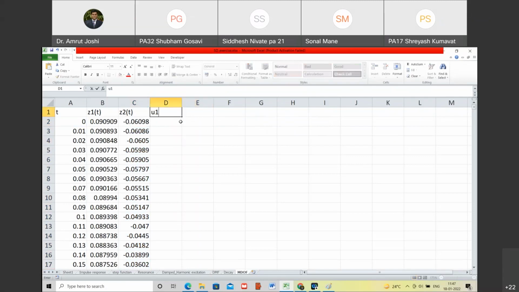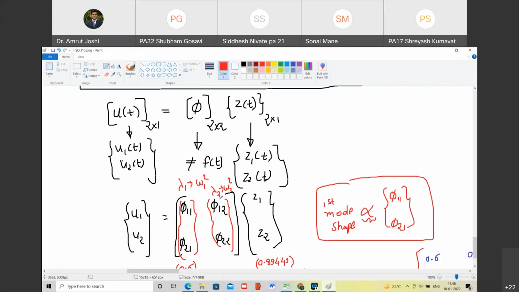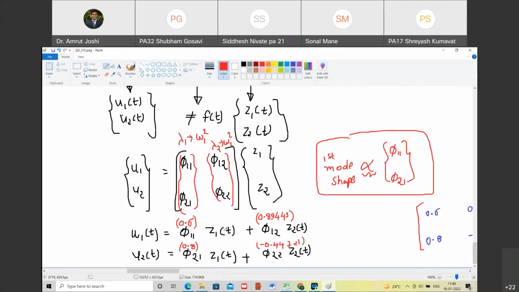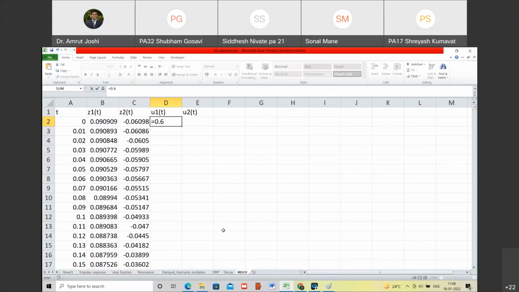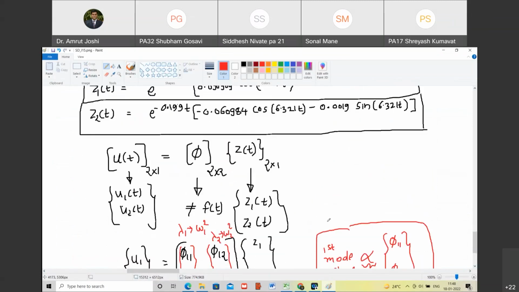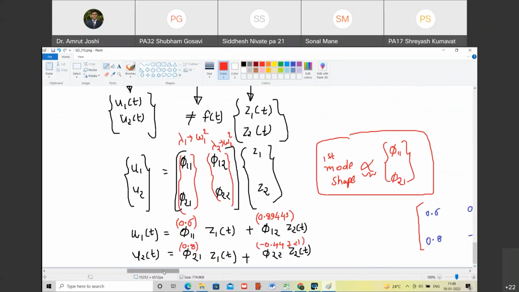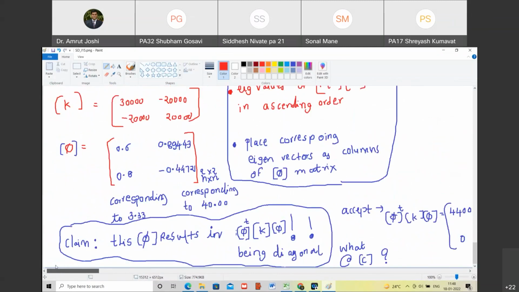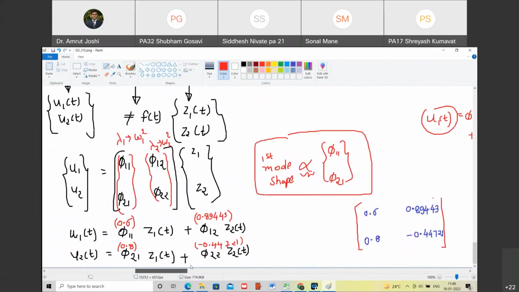Now can you tell me what will be u1 of t and u2 of t? What is the value of u1 of t and u2 of t? Let us write those values. This is equal to, what was that? 0.6 into z1 of t. So 0.6 multiplied by z1 of t plus 0.89443. Is that right? 0.89443. I can't even understand my own handwriting. 0.89443.